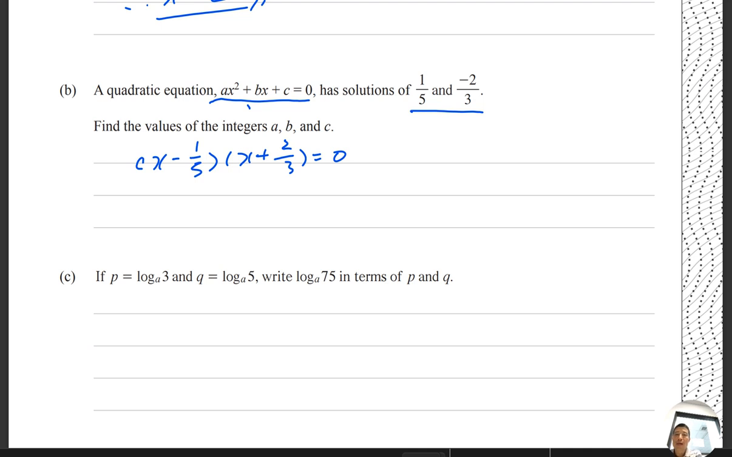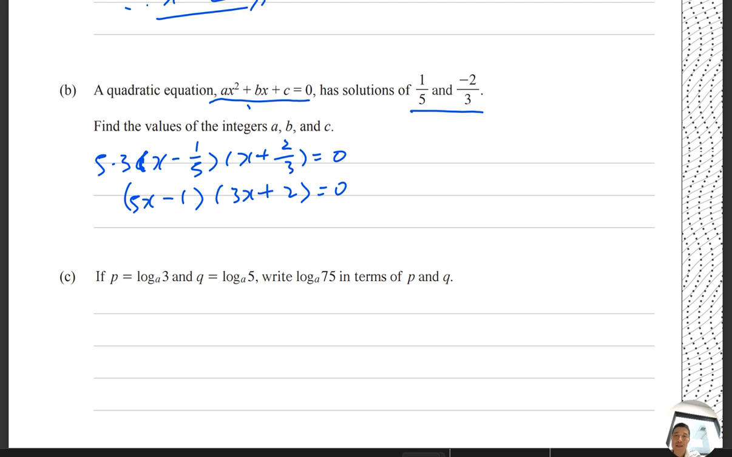So we could have 5 times 3 here. So times by 15 on both sides. That means 5 times 3 on this, right? So I'm going to do 5 times the first bracket and 3 times the second bracket. So 5 times the first bracket gives me 5x minus 1, times 3 times the second bracket gives me 3x plus 2. So they are the same equation. Now you can just expand this without times by 15 and then at the end times by 15. It's the same, but I find this way is easier.